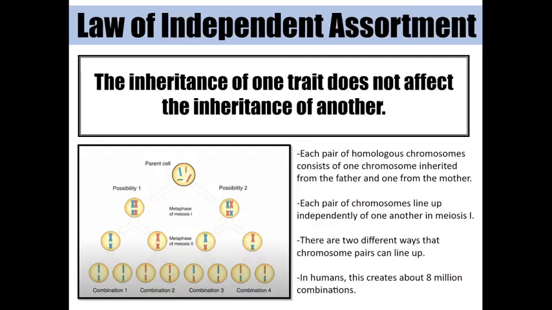Next, we have the law of independent assortment. The inheritance of one trait does not affect the inheritance of another. So each pair of homologous chromosomes consists of one chromosome inherited from the father and one from the mother. Each pair of chromosomes lines up independently of one another in meiosis 1. Now, there are two different ways that chromosomes pair and can line up. And in humans, this creates about 8 million different combinations. But the law of independent assortment is completely random.